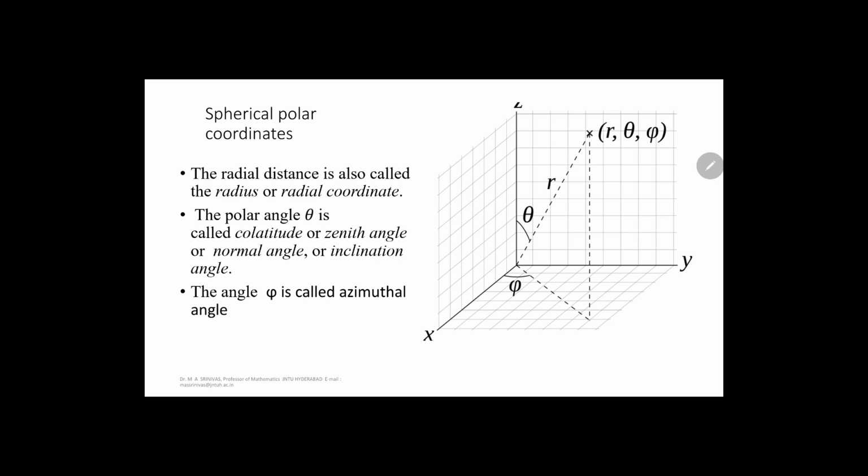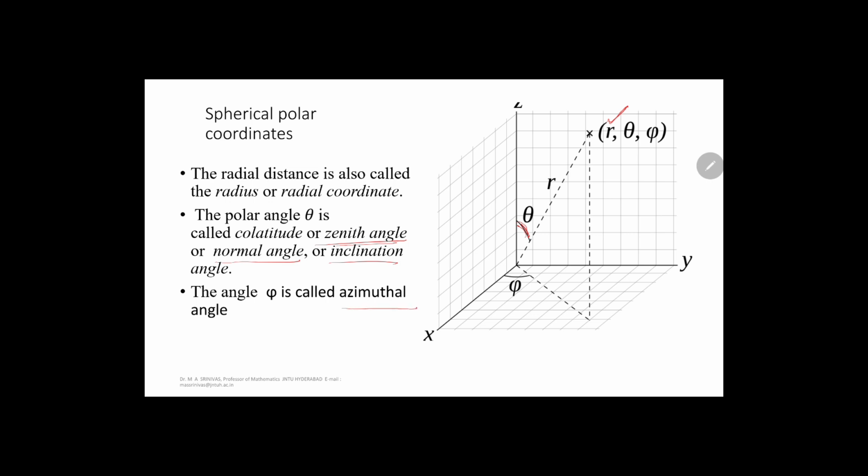The radial distance OP is known as the radius or radial coordinate. The angle theta is called the polar angle, or co-latitude angle, or zenith angle. These are different names generally used. Also normal angle or inclination angle. Several names we have. And this angle phi is called the azimuthal angle.